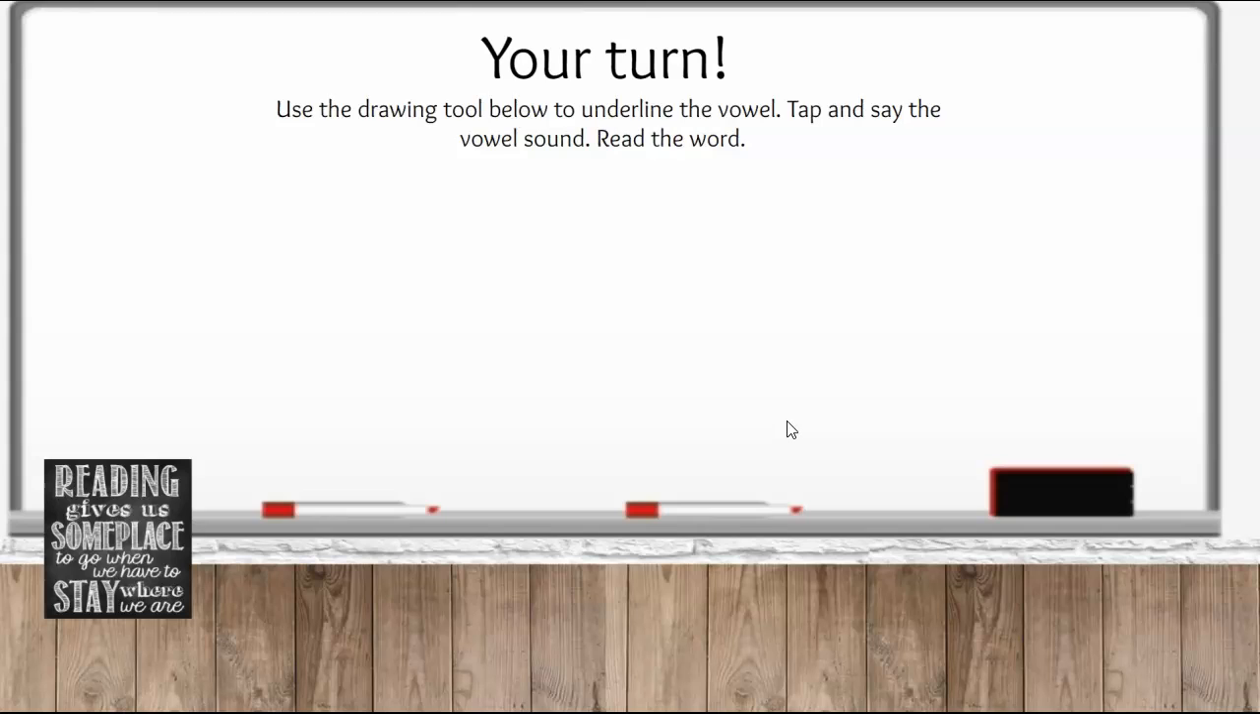So it's your turn. On these words, you're going to underline the short vowel in seesaw, and then you're going to say those words, sound them out, and then say them. So you want to do a recording. So underline the vowels, then go through and record them.